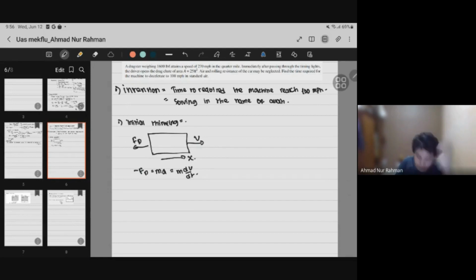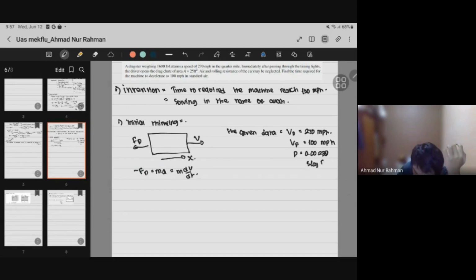The given data: V_0 equals 270 mph, V_f equals 100 miles per hour, and rho equals 0.00238 slug per cubic foot. Since C_D equals F_D over one half rho V squared A, then F_D equals half C_D rho V squared A.